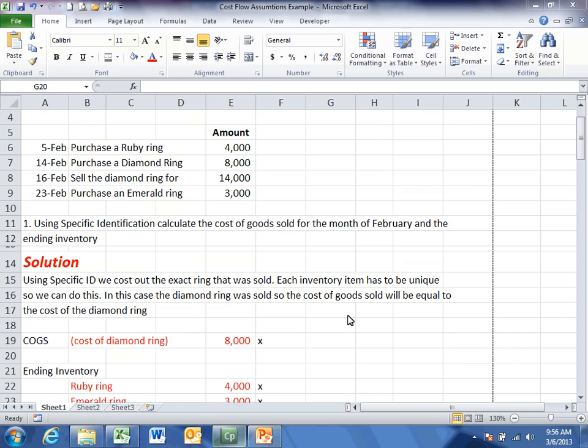So you're typically going to have lower volume, higher cost inventory items. They all need to be unique in that we can track the individual cost for each separately. And when we sell an individual inventory item, we're going to cost it out at the exact cost that we paid for it. So the next video we'll move on and we'll use this same example and we'll talk about first in, first out.